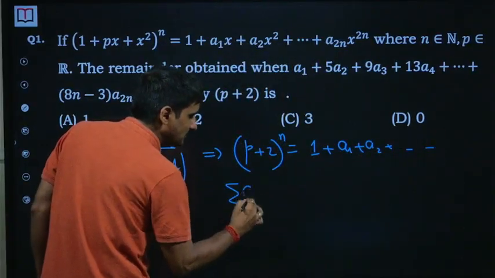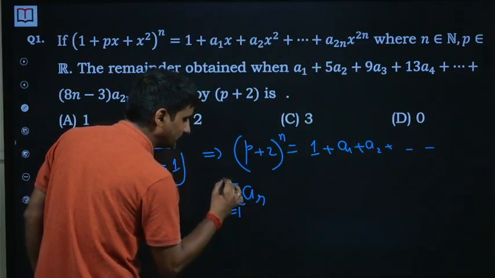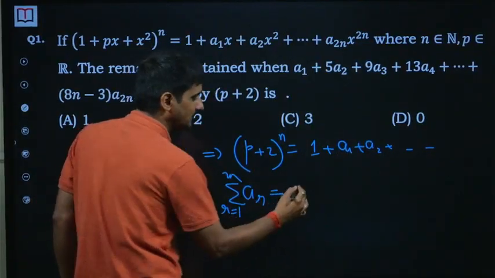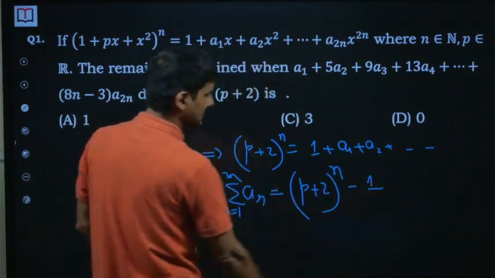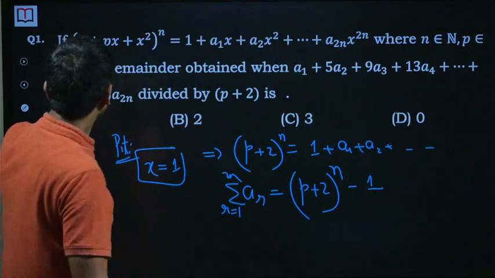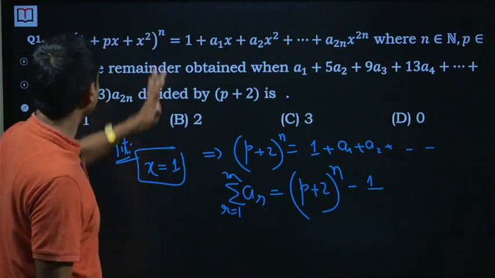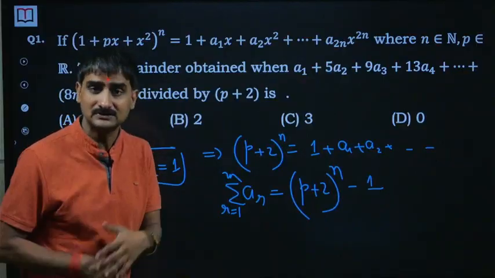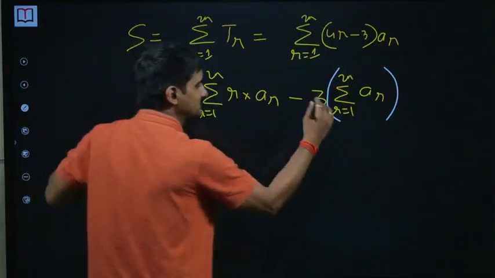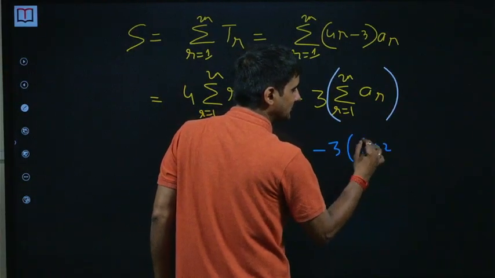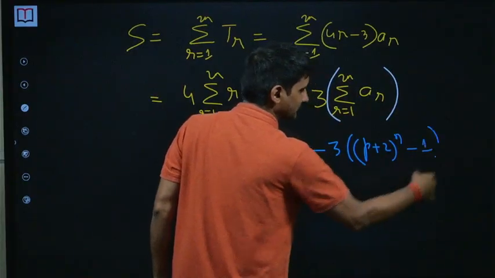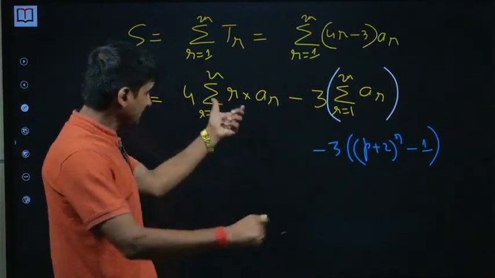So summation of r goes from 1 to 2n will be (p+2)^n - 1, if I am not wrong, isn't that? So put x equal to 1, so it's p, 1 plus 1 is 2, so p plus 2. That's what you get for this term. So this is minus 3 times (p+2)^n - 1. This one is this. Now what about this?